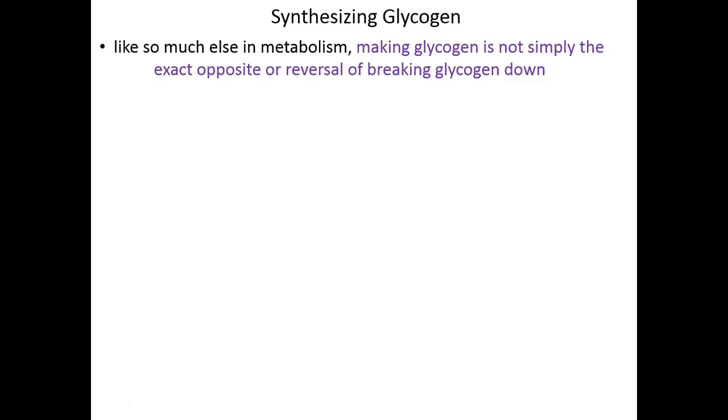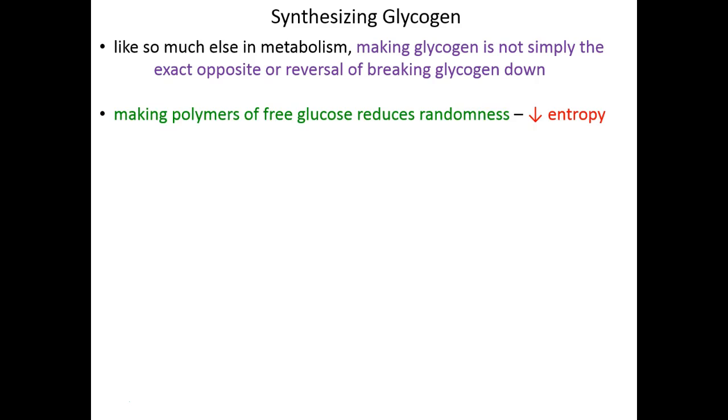That leads us to, well, how do you make glycogen? And it's pretty much the same process in reverse. Like so much else in metabolism, making glycogen is not biochemically the exact opposite of breaking glycogen down, but conceptually, it's almost the exact reverse of the same process. The problem is that making glycogen is endergonic. It has a positive delta G.